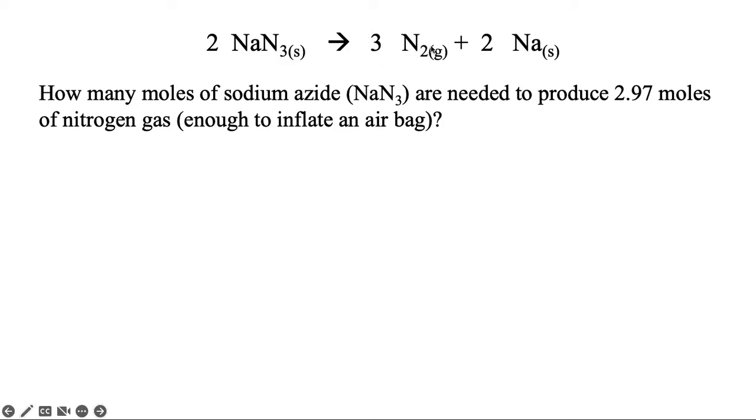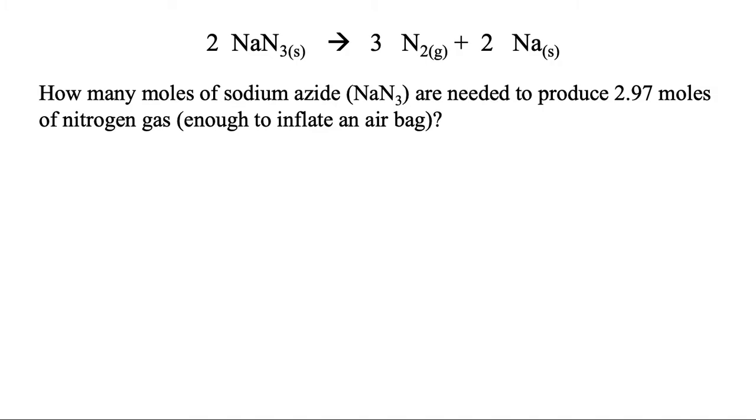So I know the amount of nitrogen that I need to be able to inflate the airbag correctly, and now I can back calculate to figure out how much sodium azide I will need to produce that much nitrogen. I will show you a little diagram that involves all the steps that are needed in a particular stoichiometry problem.